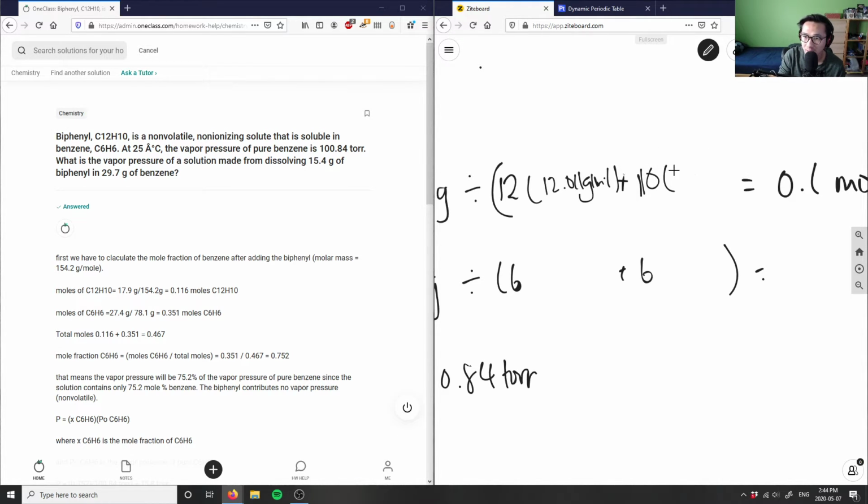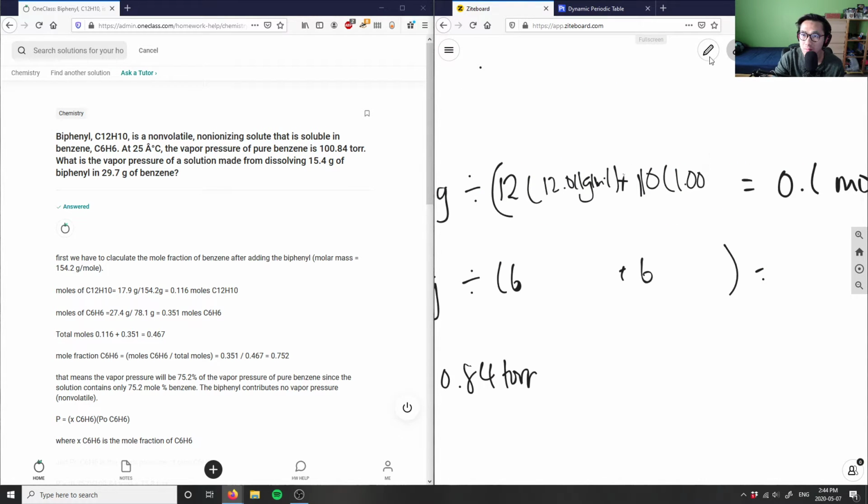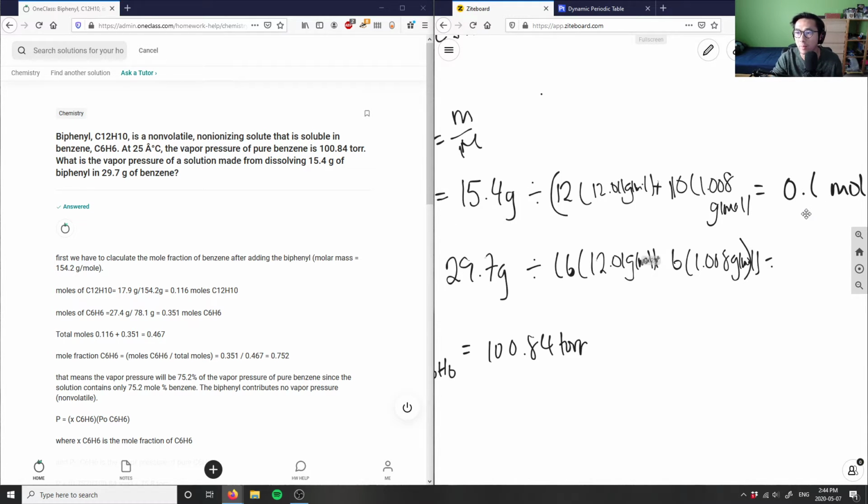So 10 times 1.008, sorry, for hydrogen, 1.008 grams per mole. Just to avoid some type of confusion here. Again, this is 12.01 grams per mole, and this here is 1.008 grams per mole. And then let me do that on my calculator here.